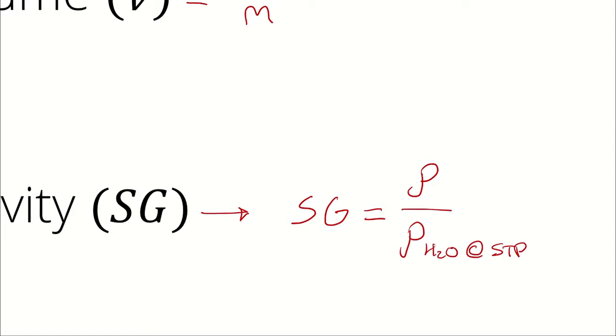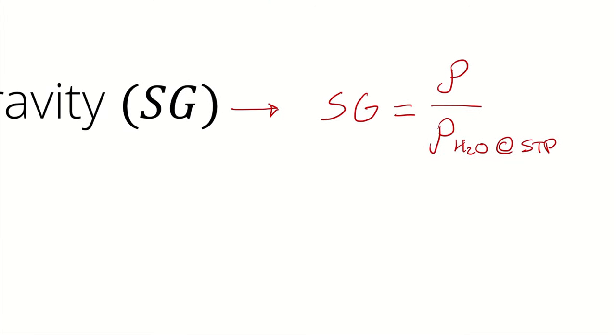For something to float in water, it would have to have a specific gravity less than 1. A specific gravity of something higher than 1 would sink. If something has a specific gravity higher than 1, that would imply that it would sink.